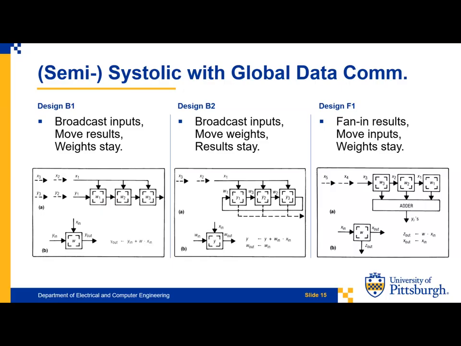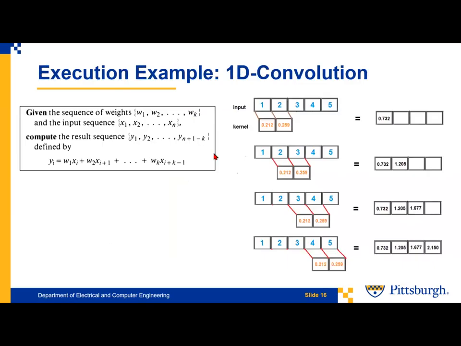Okay, let's go through more detail about the execution flow, and I will use the 1D convolution as the example to go through the execution flow. The definition of the 1D convolution is on the left-hand side here. And I think you could see the right-hand side.